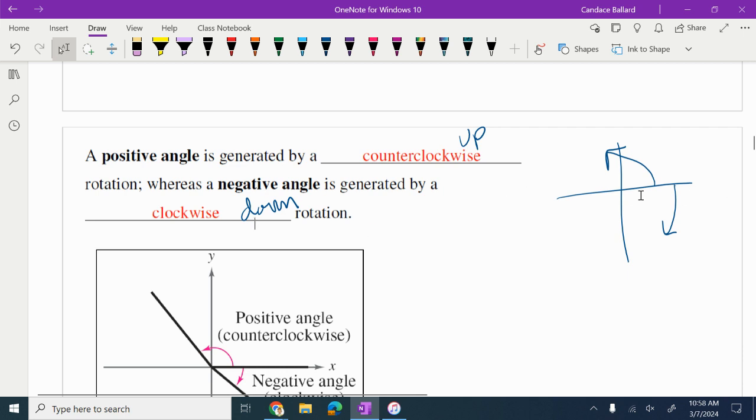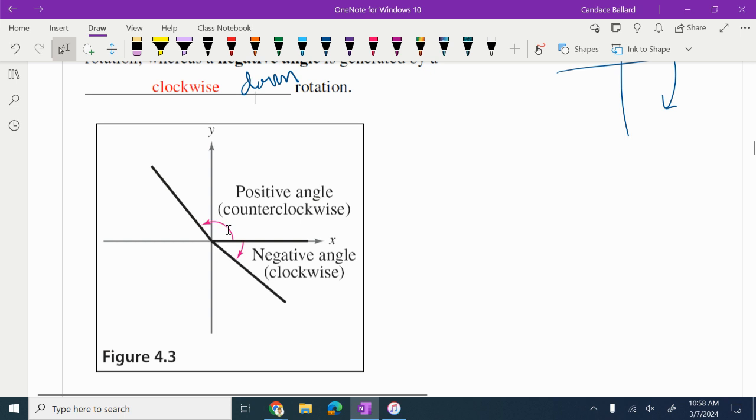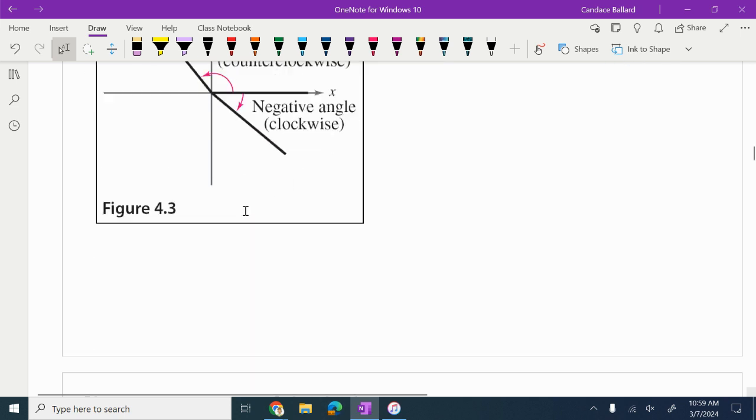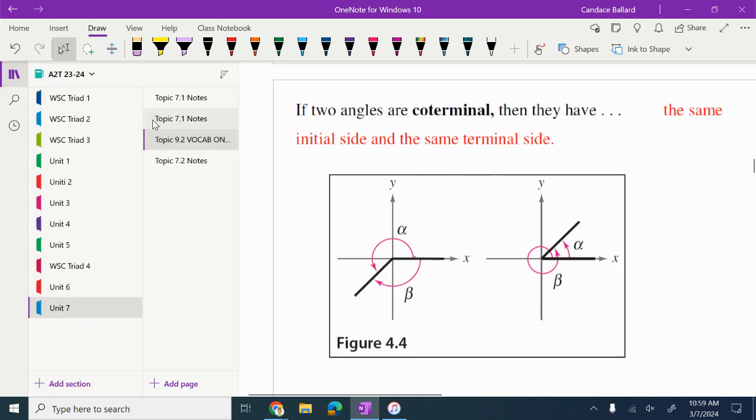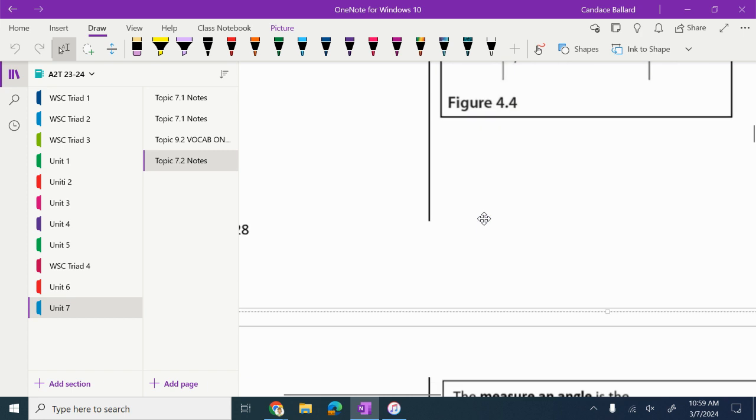We always start our rotating in quadrant 1. And it gives you a little bit of a graphic there. So positive is going to go up, negative is going to go down, which makes sense in our brains, right? Positive seems like something up, negative seems like something down. All right. I'm going to keep flipping and making sure I'm not missing anything.